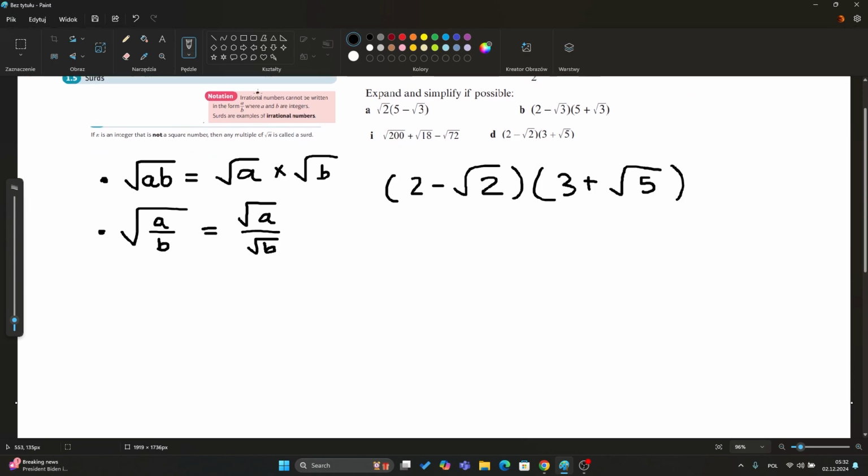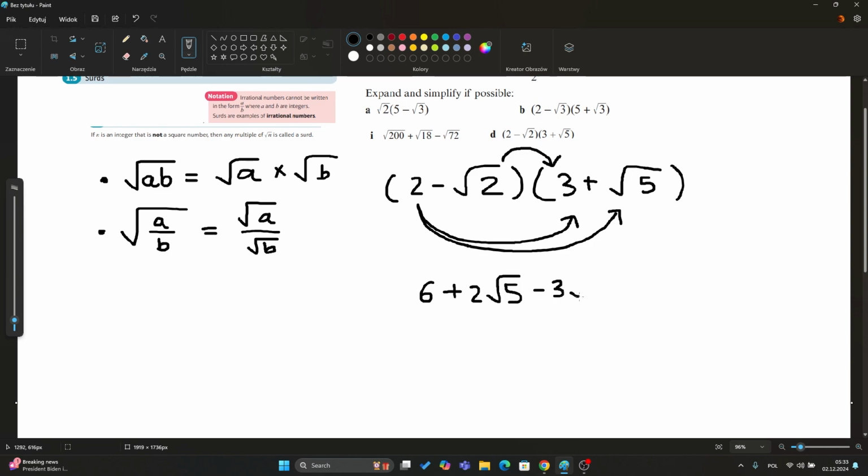And now the final one is where we expand the brackets. So 2 times 3 is 6, 2 times root 5 is plus 2 root 5, then 3 times minus root 2 is minus 3 root 2, and minus root 2 times root 5 is going to be minus root 5 times 2, which is minus root 10. And we cannot simplify this any further, this any further, and this any further, therefore we leave it as it is.